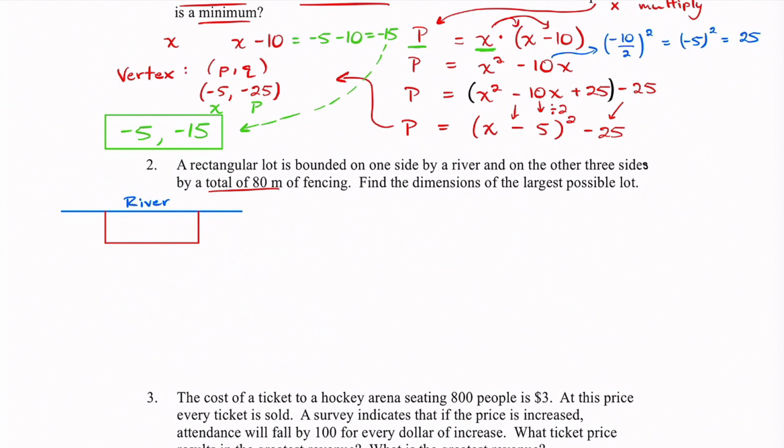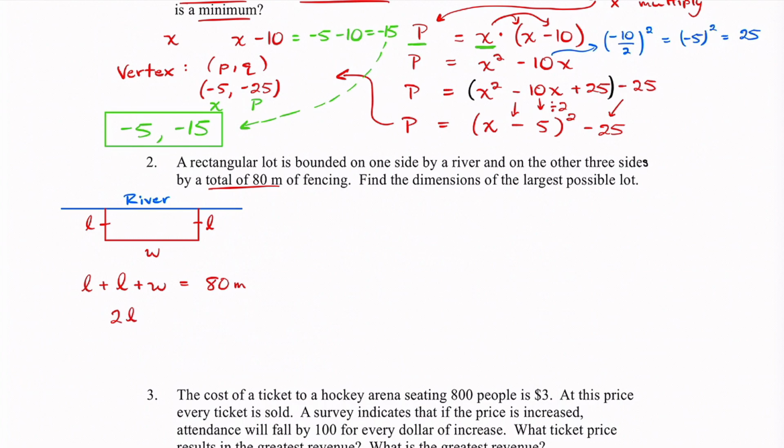Okay, now I don't have any names for these sides yet, so I'm just going to call this a length. And this side's the exact same, so those will both be lengths. I can put marks to say they're the same. And then this side I'll call the width. So if I took the L plus the L plus the W, those are going to have to add up to 80 meters of fencing. Okay, so that's 2 L's and 1 W is going to equal 80.